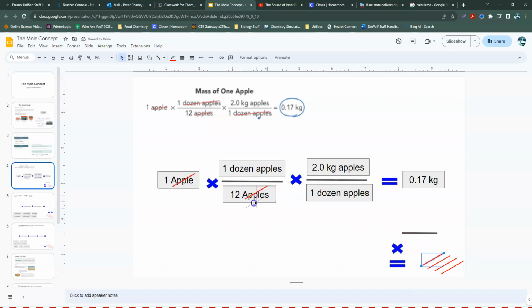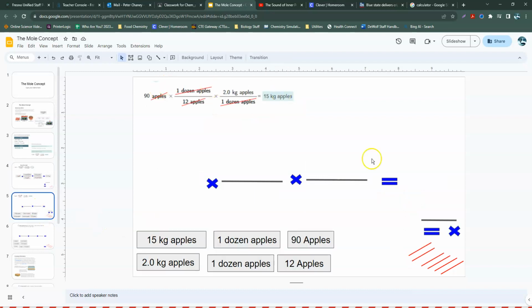So apples gets crossed out, apple gets crossed out, dozen apples get crossed out, dozen apples get crossed out, so we're left with kilograms. 1 times 1 times 2 is 2. 12 times 1 is 12. 2 divided by 12 equals this. So now you're going to do the same thing for 90, so you'll set that up.